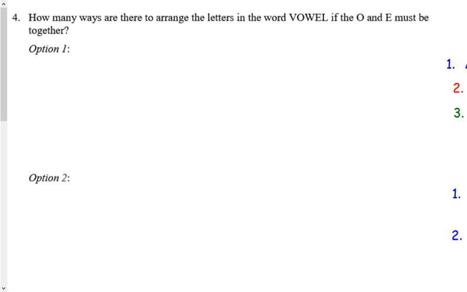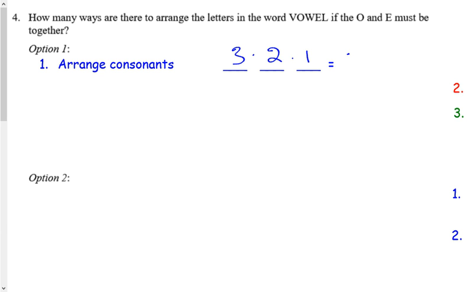So the first option we'll look at, we start with arranging the consonants. There are 3 consonants in my word, and so I can choose to arrange them. Any of the 3, the V, W, L can be first, and then 2, and then 1, which gives me 3 factorial or 6. And then I could choose a location where I'm going to put my vowels. So I could put both the vowels in front of the 3 consonants, or after the first one, after the second one, or at the end. So I have 4 choices.